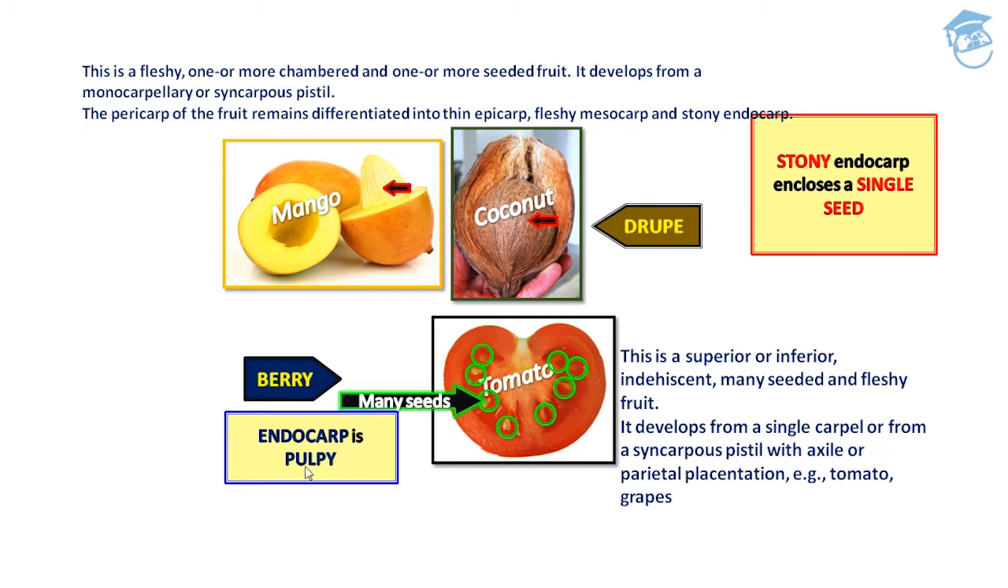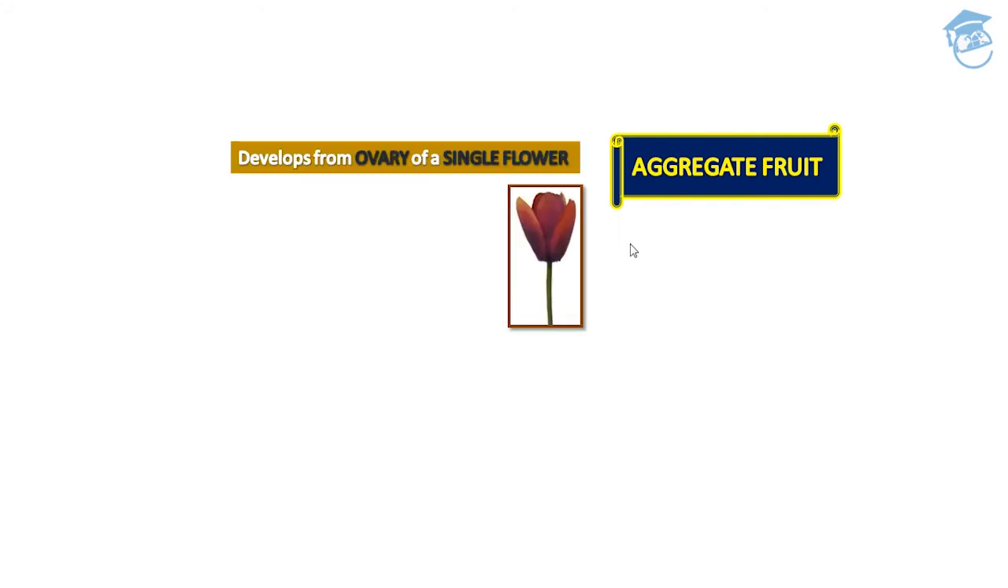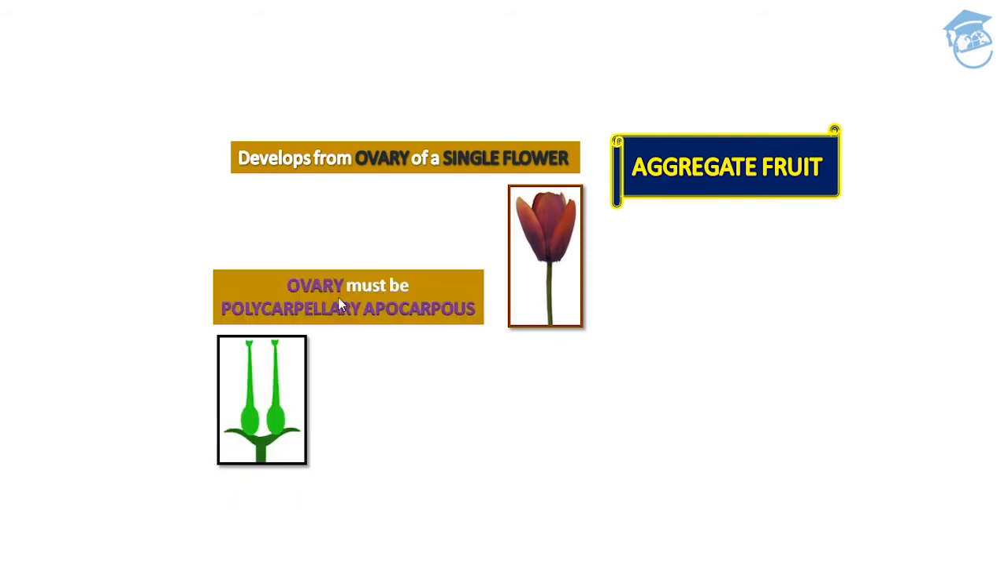And endocarp is pulpy here. So this was about drupe and berry. Now we'll talk about the third category, and that is aggregate fruit. It develops from ovary of a single flower or solitary flower. Ovary must be polycarpellary, apocarpous. Apocarpous means that they are not in the fused state.